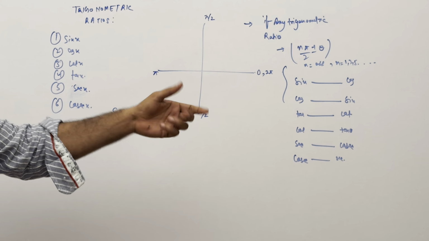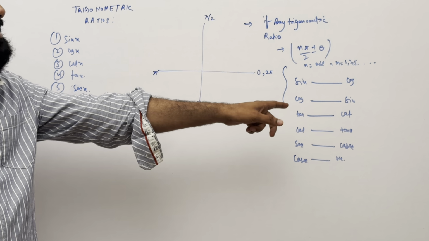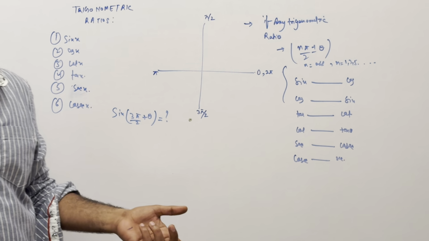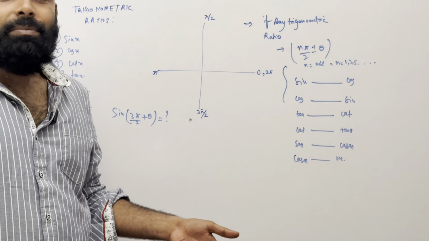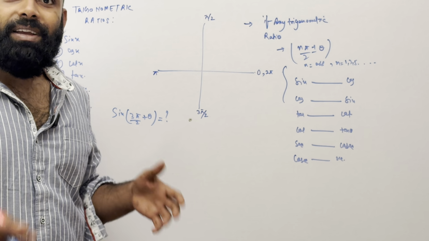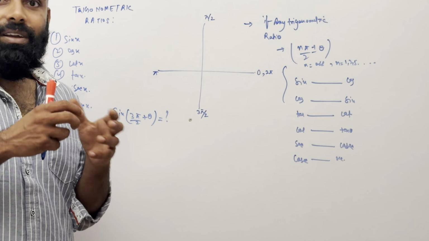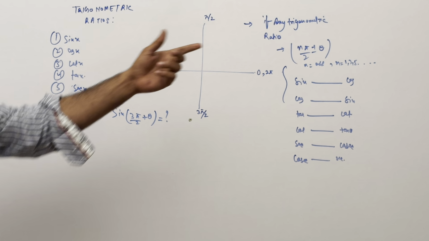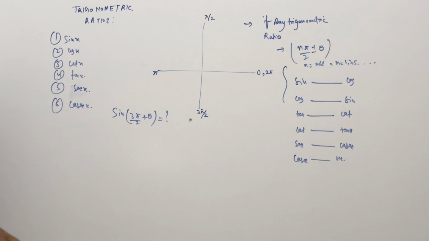Why have I not written theta? Because I just want to tell you that sine is going to convert into cos, and cos is going to convert into sine. Sine alone has no meaning. If I do not say sine 45 degree and just say sine, it does not have any meaning. You got my point what I'm trying to say. Okay, let's come to the questions and see by using those things how we are able to crack this question.